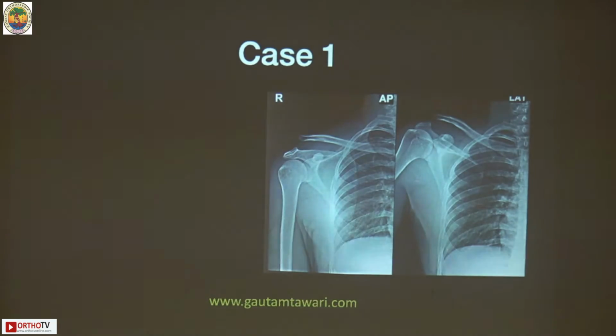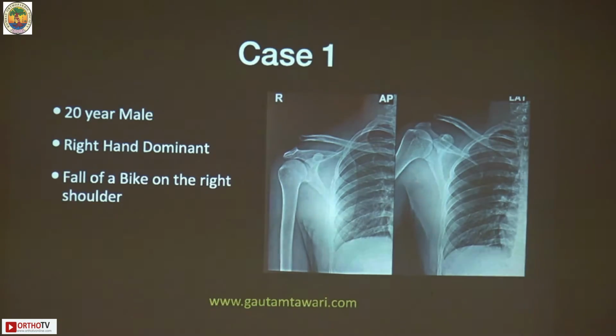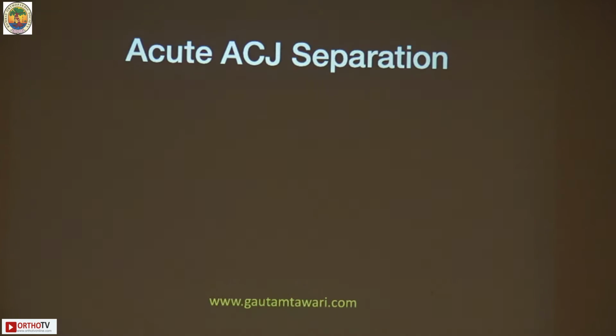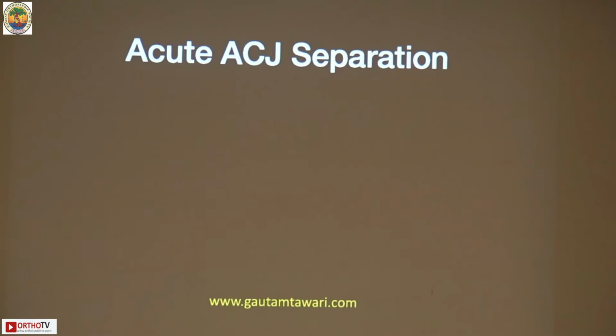So I'll go to a straightforward case of an acromioclavicular joint: a 20-year-old male, right hand dominant, falls off a bike onto the right shoulder, direct contact, has a grade 5 acromioclavicular joint separation. It is acute. He's come within the first 3 weeks.